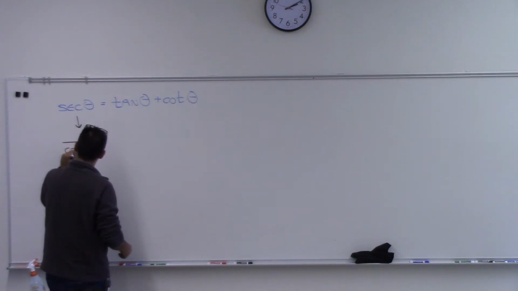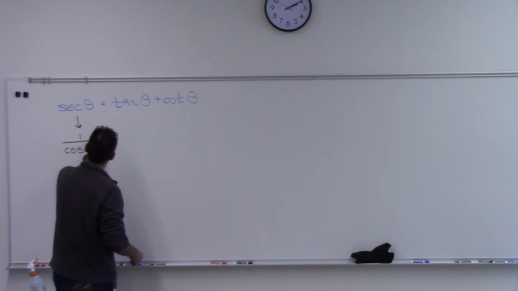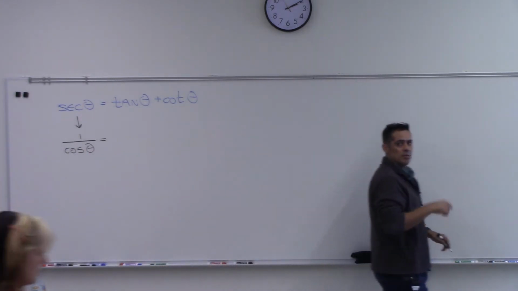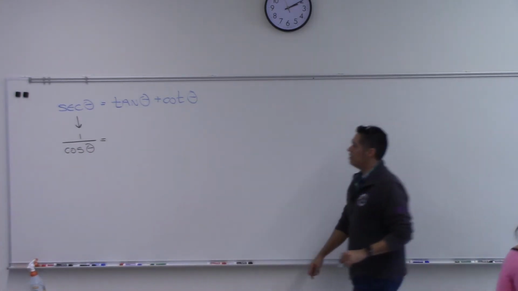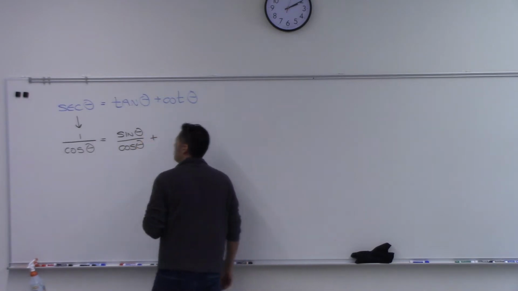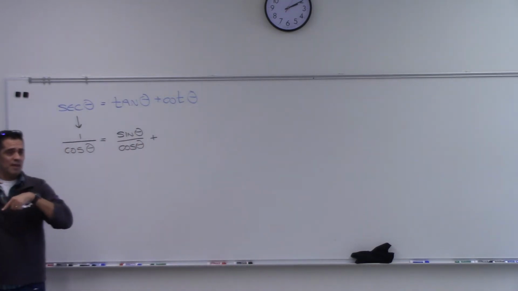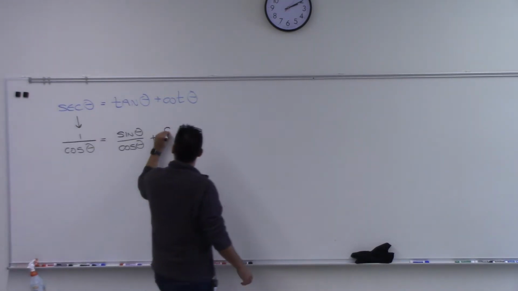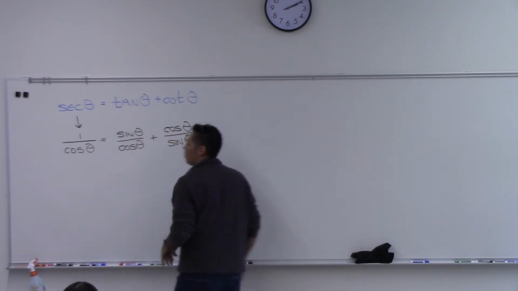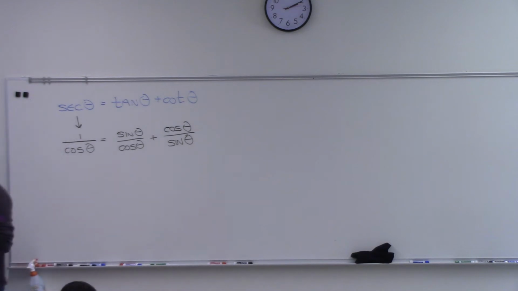is 1 over cosine theta. Tangent, we just said, I erased it a second ago, was sine theta over cosine theta. Good. Sine theta over cosine theta. And then plus cotangent was the other way around, right? Cosine theta over sine theta. Okay, all right. Well, at least I have it rewritten where all I see is sines and cosines.